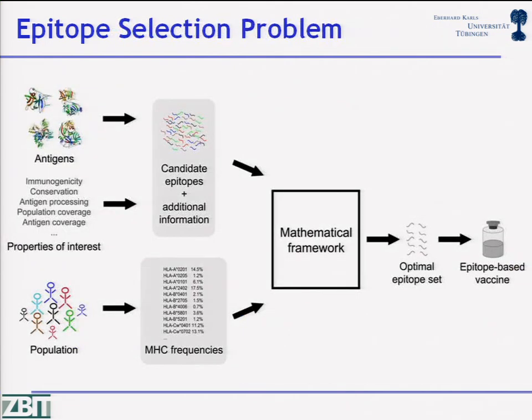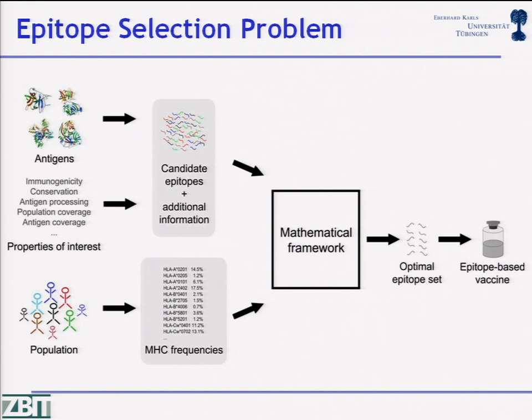So this epitope selection problem is an optimization problem. If you talk to people in industry who are designing these epitope-based vaccines, then they tell you, well, we look at all the epitopes that we know, and then we sit around the table with a couple of experts for a couple of weeks, and we select these epitopes. And as a bioinformatician, you might argue, well, there must be a way to do this in an optimal fashion. Now, basically, the optimization problem is rather simple.